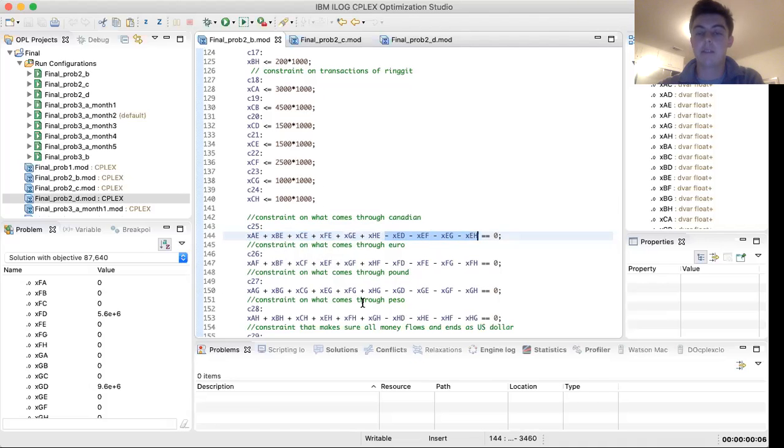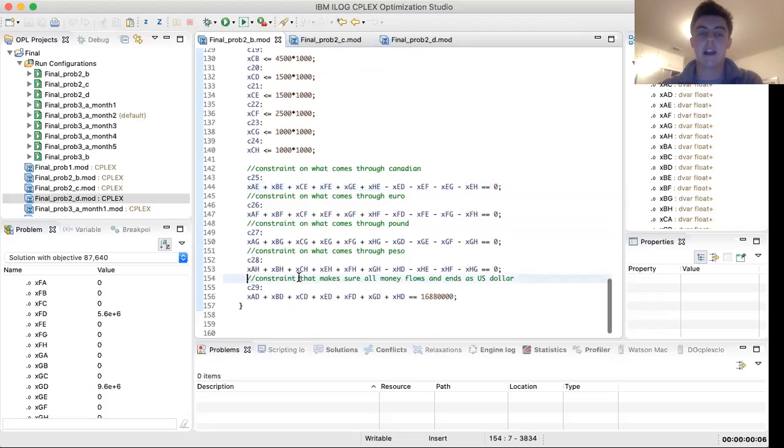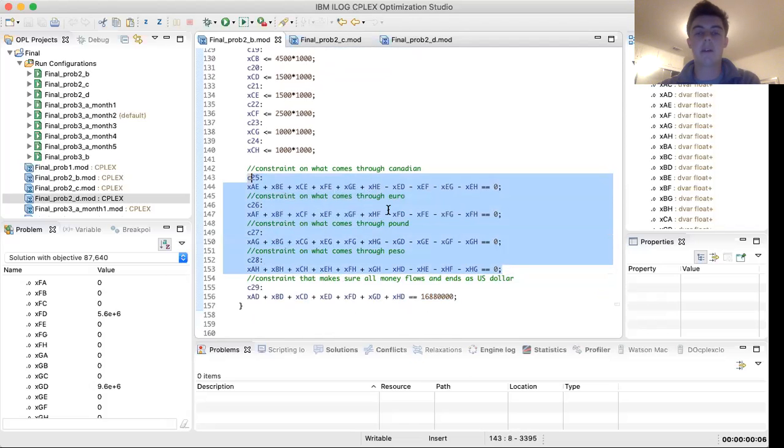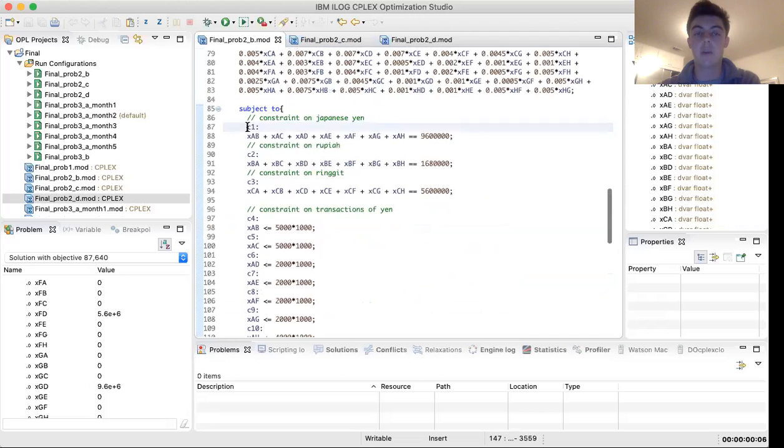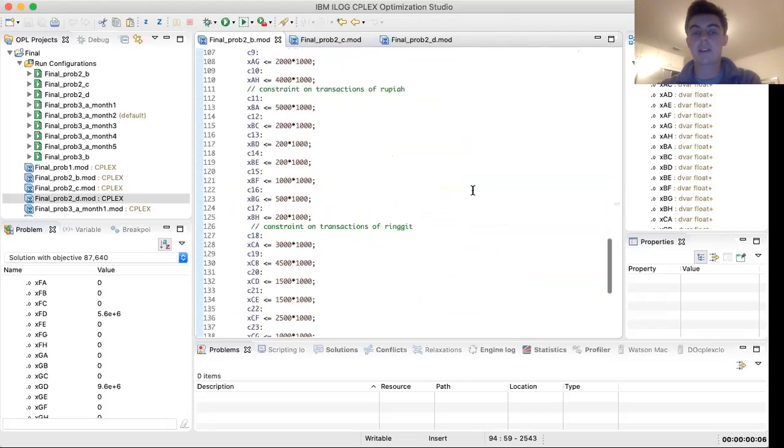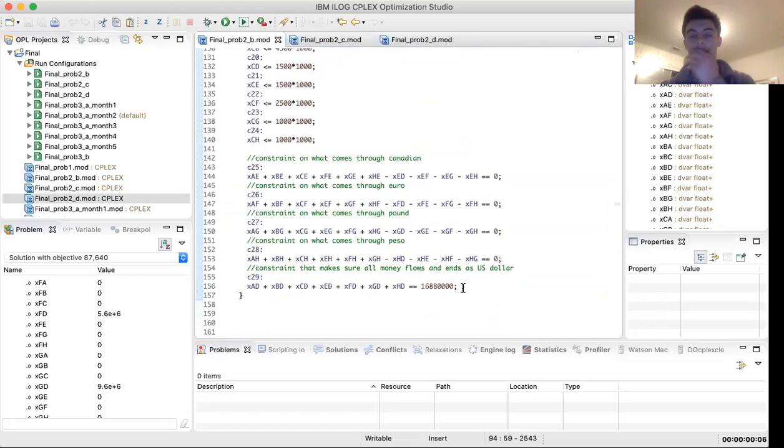We don't want any euros, pounds, pesos, or Canadian dollars at the end. We want all US dollars. So whatever is transferred through will be a Canadian dollar for a couple seconds, then be converted to whatever else we need to come down the path to eventually get US dollars. Lastly, and a very important constraint, is that we want to make sure that all money flows and ends as a US dollar. Now, similarly to these constraints where everything that came into Canadian, euro, pounds needs to leave, and similar to the initial constraints that we need to convert all yen, rupiah, and ringgits, we have to make sure that everything ends up in the pool at the end as a US dollar. So these are the seven decision variables.